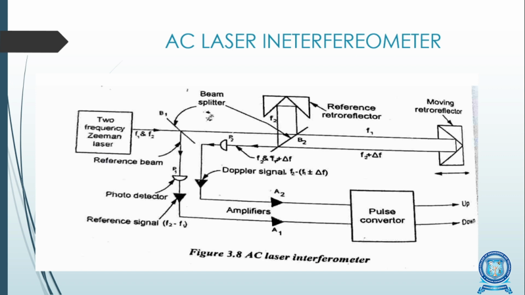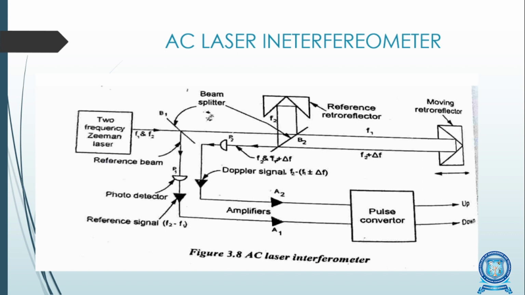Then the next one is photodetectors. What is the use of these photodetectors? It is used to receive the signal from the beam splitter and change it into an electrical signal. Photodetectors capture the beams or signals from the beam splitter and change them into an electrical signal.